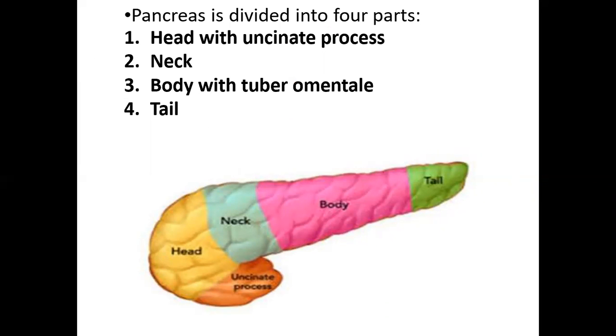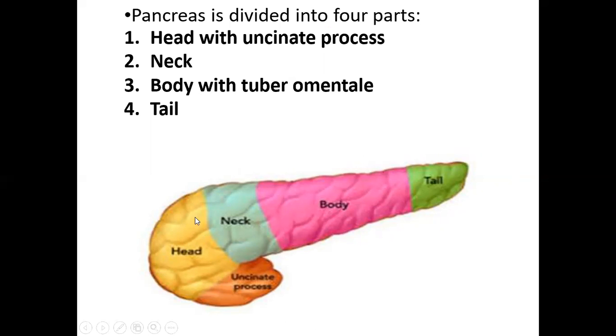Now we will discuss about the parts of the pancreas. There are four parts of pancreas. First is head with uncinate process. Second is the neck of the pancreas. Third is the body of pancreas with a tuber omental, and the fourth part is tail.